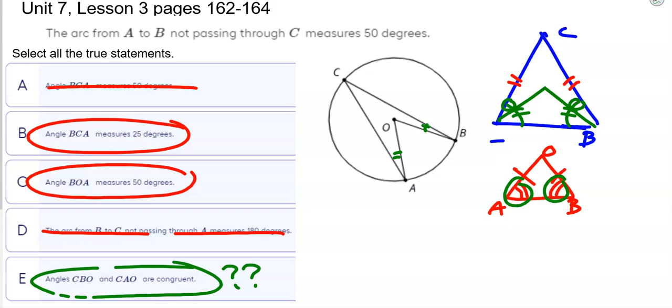larger than this angle. But you got to be careful. Sometimes, even though they ask this question, sometimes you got to dig a little deeper to see whether or not we are working with two isosceles triangles.